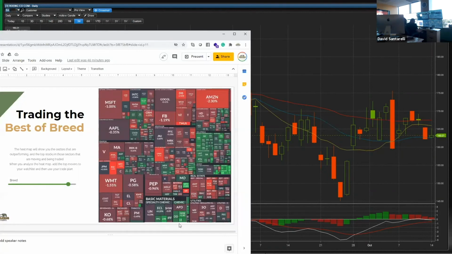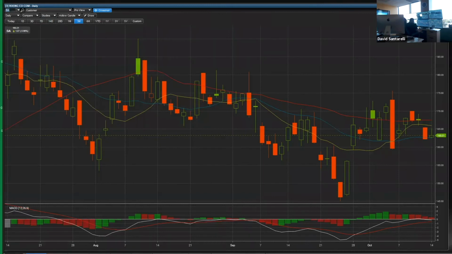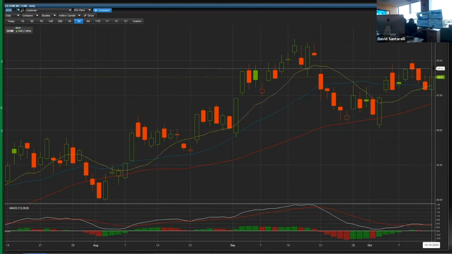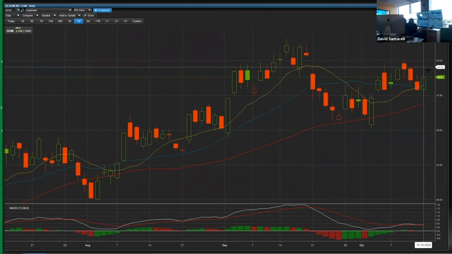Let's look down here. DD, Dow. Dow is good. Let's take a look at Dow from basic materials there. So if I look at Dow, DOW, now guess what? I have the 10-20 cross, I have the MACD cross, and now if I get a green candle tomorrow, then I'd have a confirmed entry. And then I'd be looking at about $51 as my target profit area.